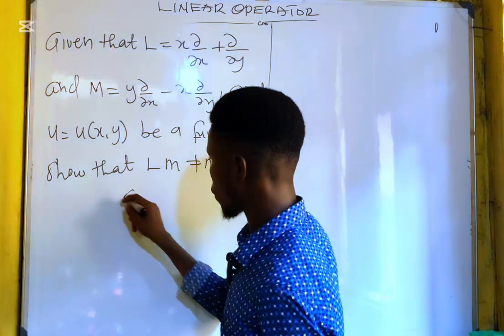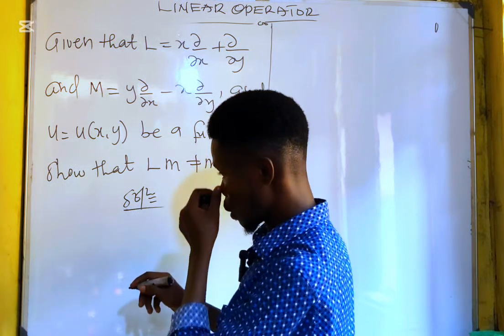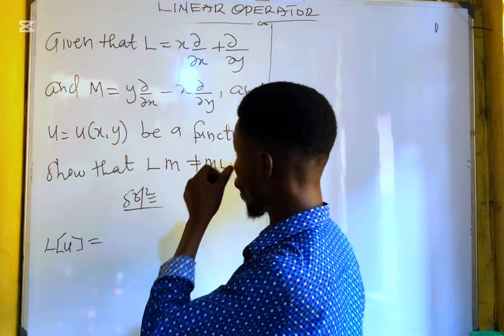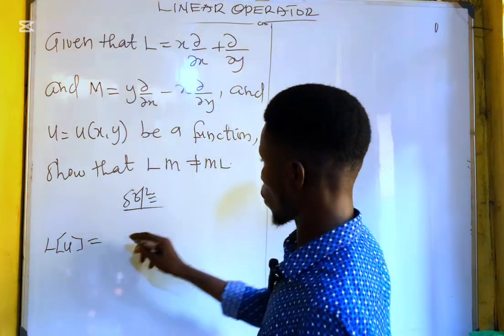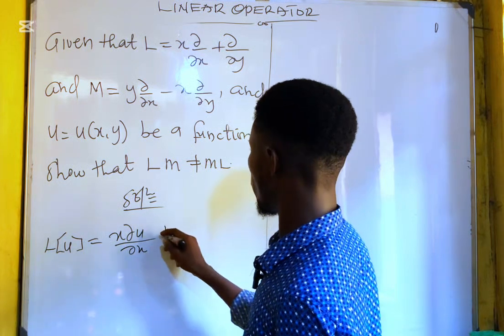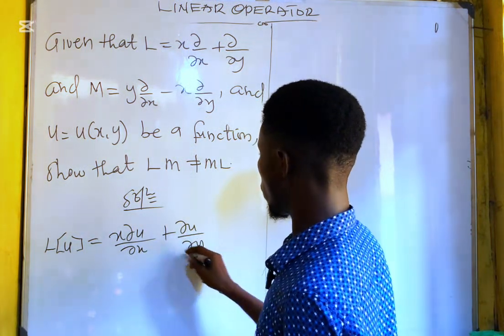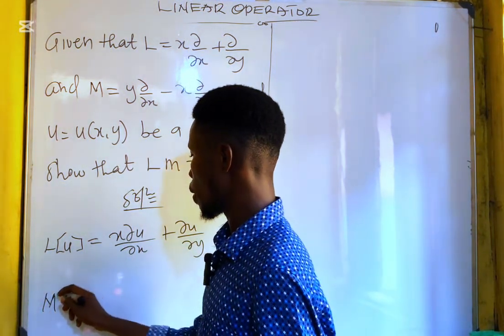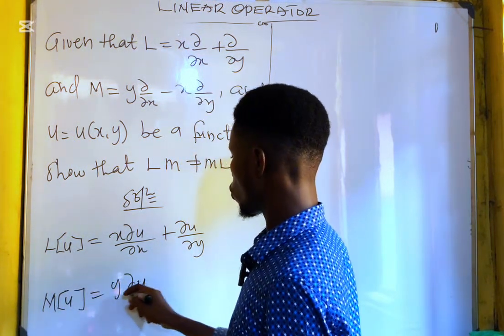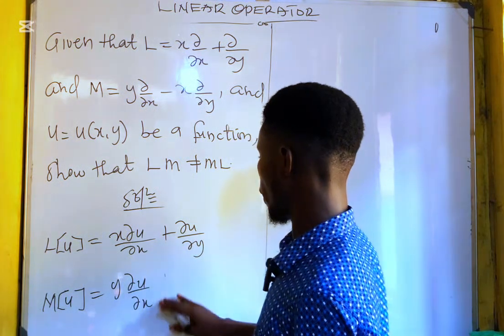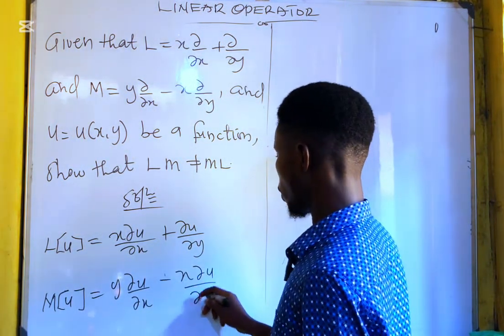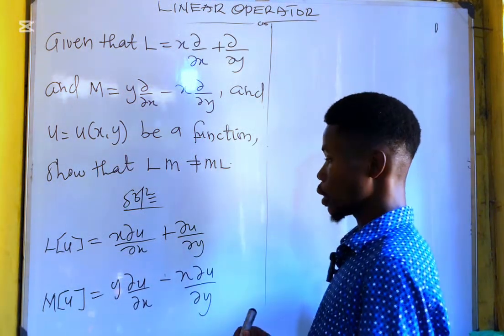So for you to start, the first thing you have to write is Lu. We know our Lu here, so I'm going to put it there: x ∂u/∂x plus ∂u/∂y. Then Mu will be y ∂u/∂x minus x ∂u/∂y. So these are the definitions.